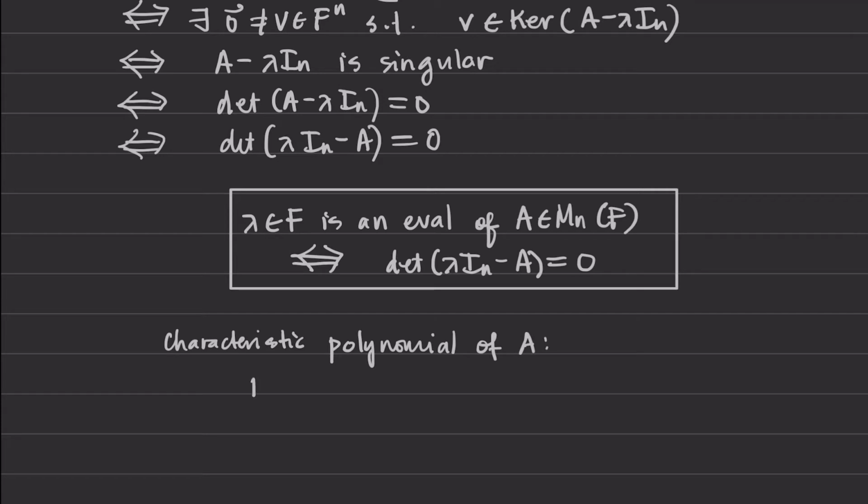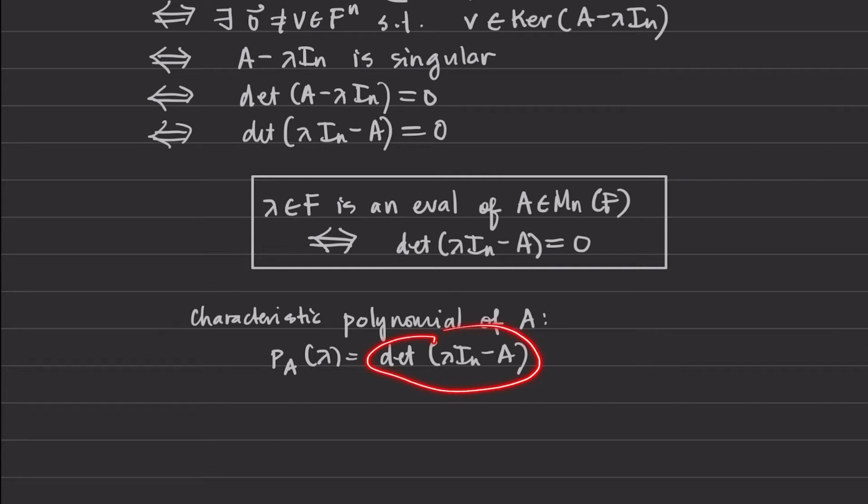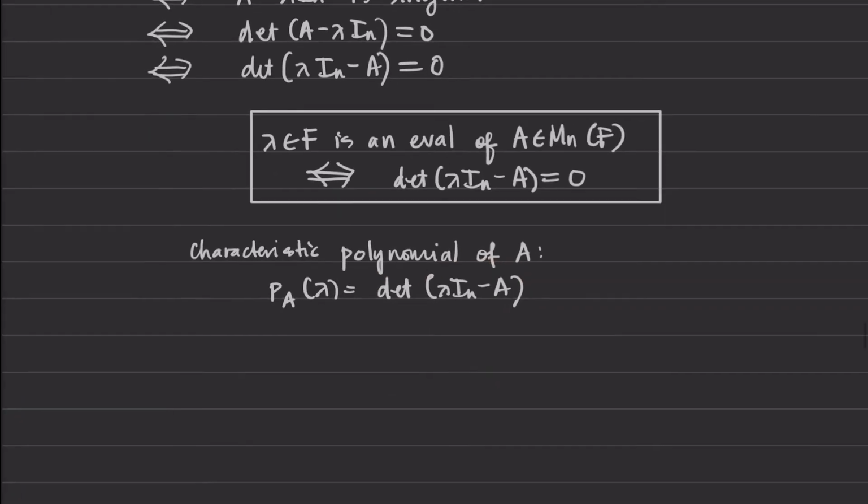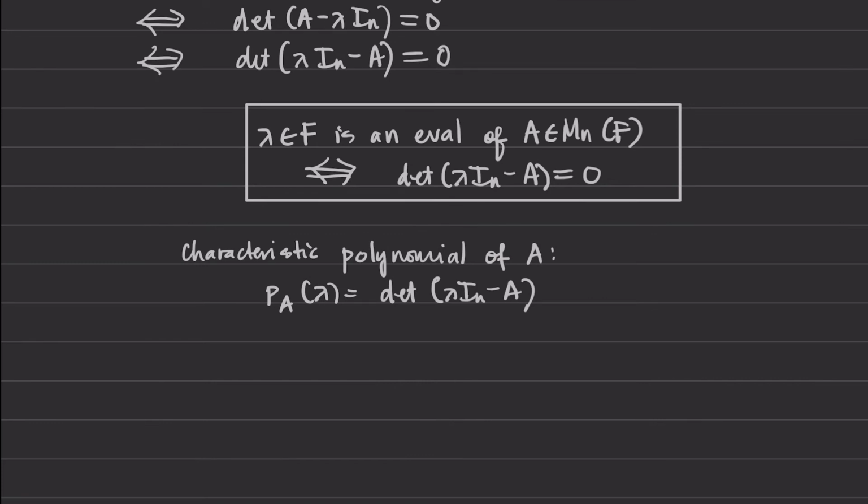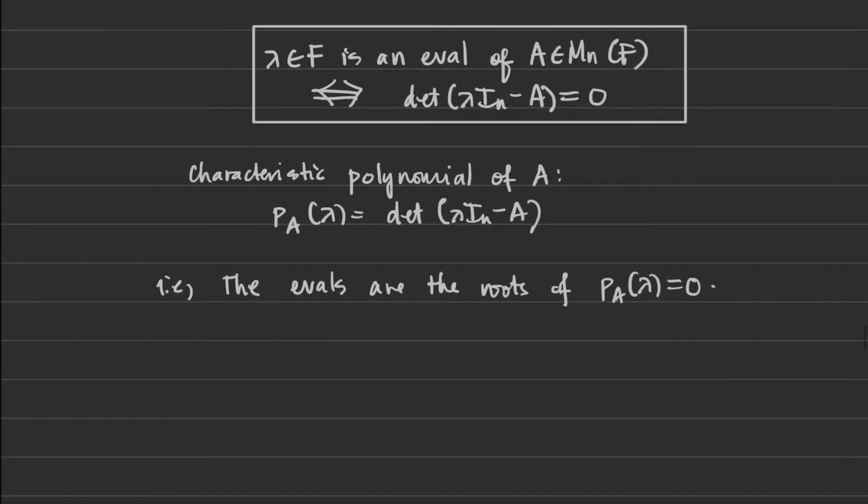So, ang notation natin, P sub A of lambda, which is the determinant of lambda I minus A. Okay, so ito yung characteristic polynomial niya. So, sinasabi lang nito, yung eigenvalues ni A are the roots of your characteristic polynomial, i.e., the eigenvalues of A are the roots of this one. Okay, so solve mo yung polynomial equation na yan.